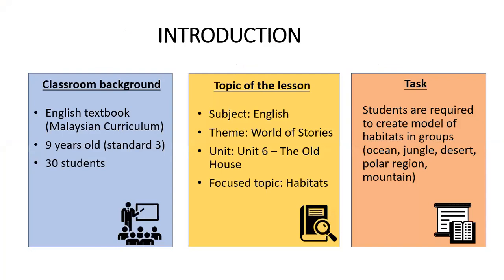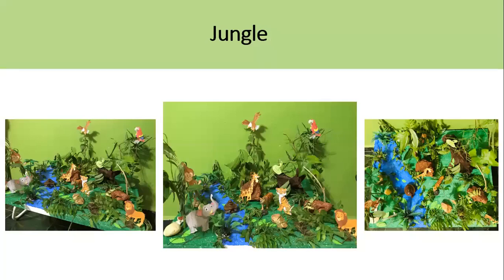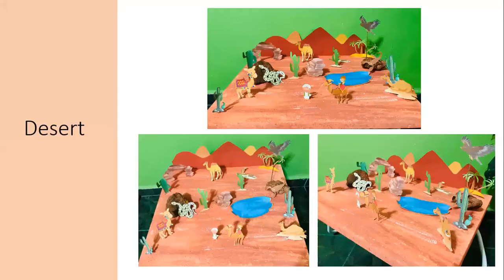The students will be split into 5 groups and each group will be given one habitat and they are required to create a model of the assigned habitats. Following is how the end product from the students would look like. Polar region, jungle, desert.